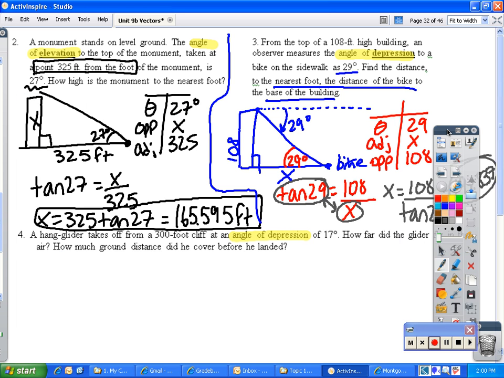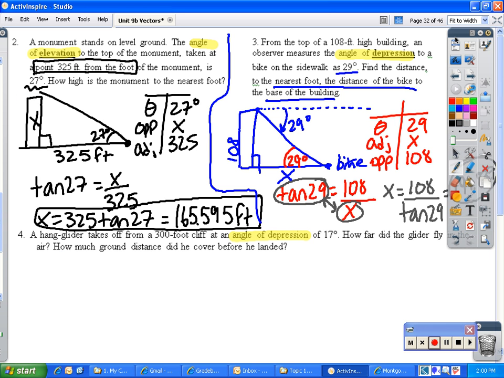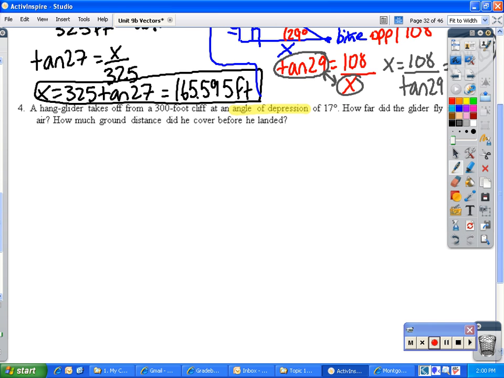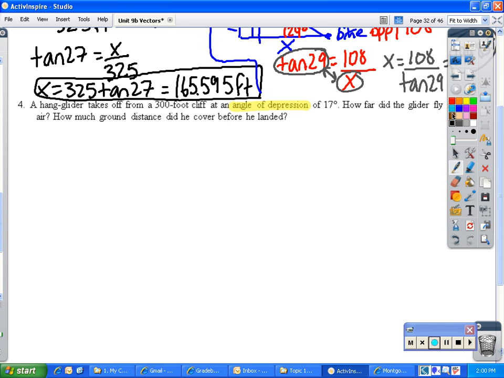All right, last one that I'm going to do in this video is number 4. A hang glider takes off from a 300-foot cliff at an angle of depression of 17 degrees. How far did the glider fly? How much ground distance did he cover before he landed? So here I'm asking two different questions. All right, let me give myself a little bit more space.